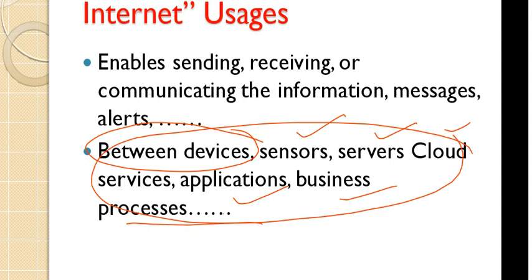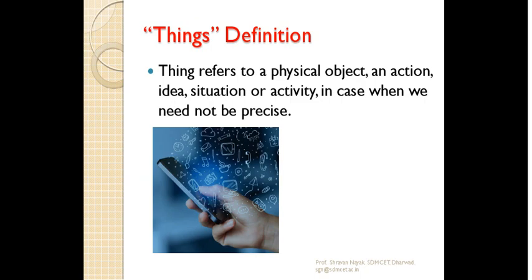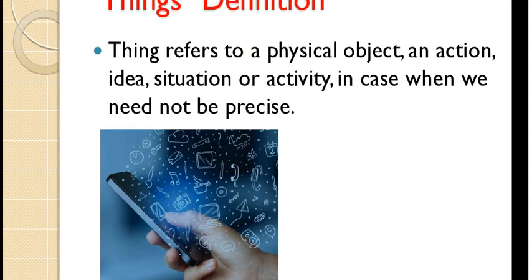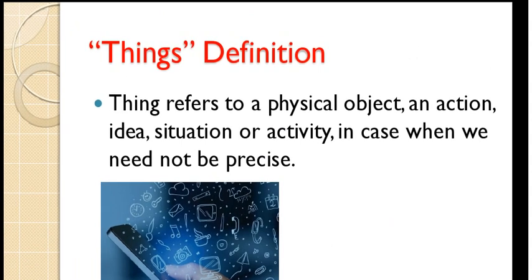Now after having seen that, let us come to what we mean by things. Okay, the definition of things. This I have already told you in the previous class also, again repetition here, right? Things refer to a physical object, an action, an idea, situation or activity in case when we need not be precise. This is a very important one, because it is possible for us to correlate this with respect to the internet. That is the reason why anything, we call it a thing. A thing refers to a physical object, it can be an action also, it can be an idea also, it can be a situation, activity. So that will tell you what exactly we mean by things.